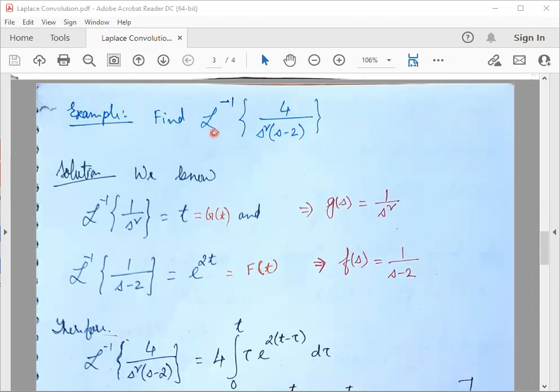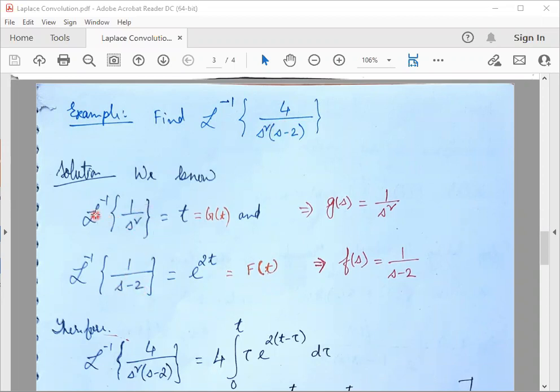Find the inverse Laplace transform of 4 by s square into s minus 2. The solution: we know that this 4 by s square into s minus 2 can be written as the product of two terms, 1 by s square and 1 by s minus 2.